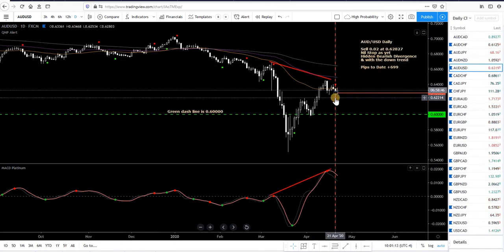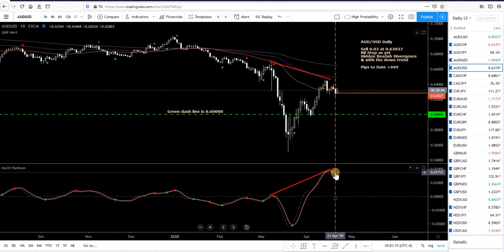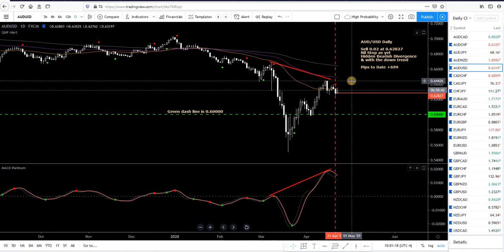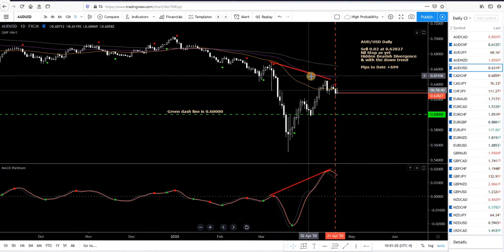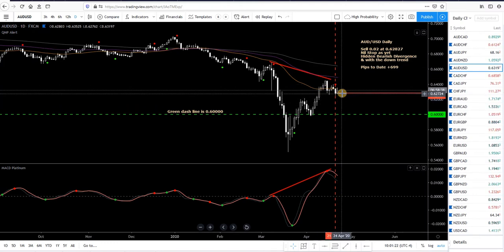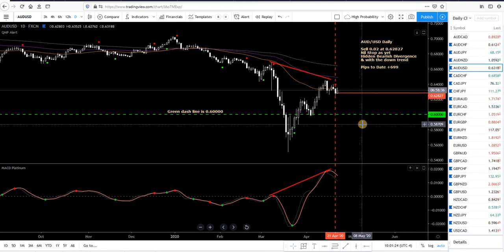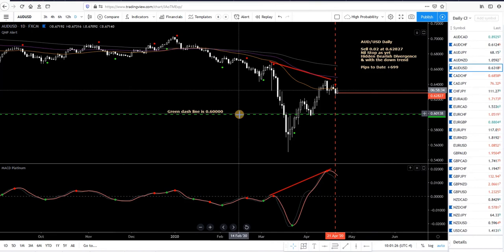Aussie USD, same deal, sell trade. MACD platinum, long way above the zero level. Hidden bearish divergence, read my notes. Trends down. It's going against me. Green line in this case is a 60-cent level. You can see it written there.